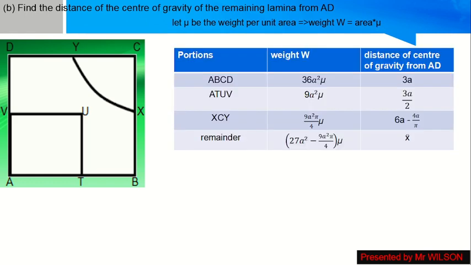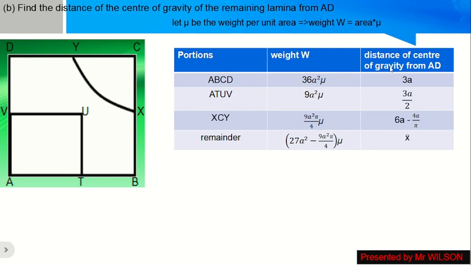So we now produce a table. Okay, so for this table here, we have what? The portions on one side, the weight on another one, and the distance of center of gravity from AG, because we are asked to look for AG. So we start with ABCD, the whole square. Now what is the area of the square? We know that the side here is 6a given by the question. So what will it be? It will be 36a squared times now what? Mu. So we get this.